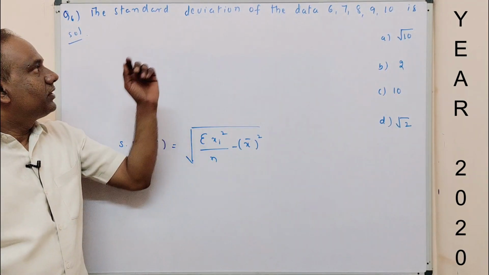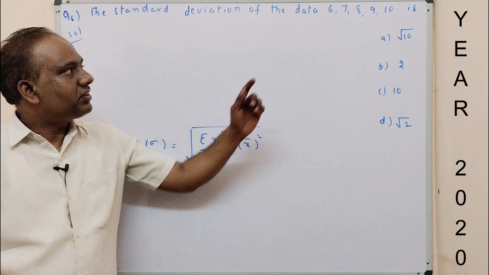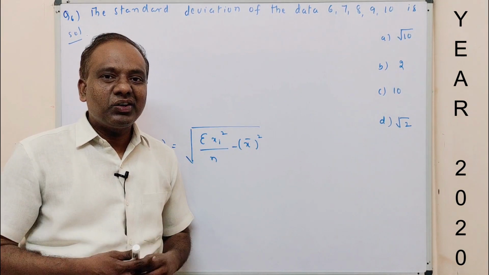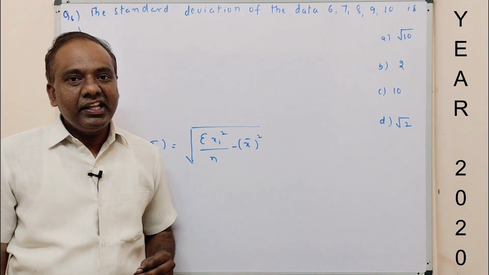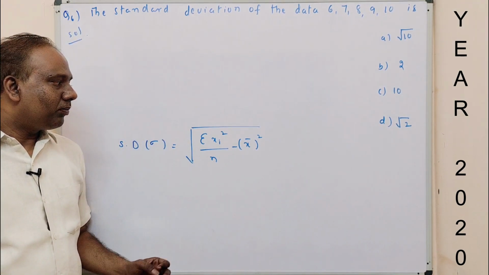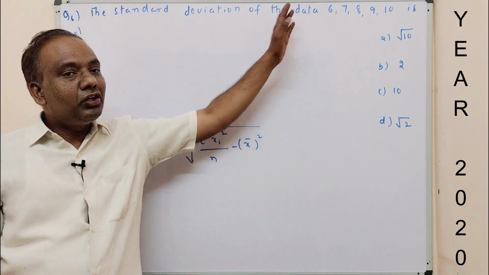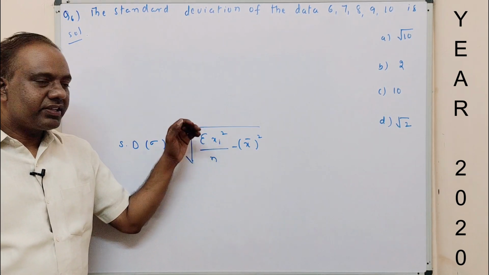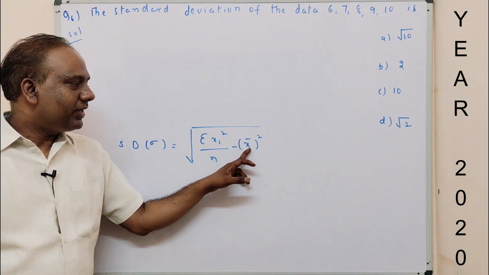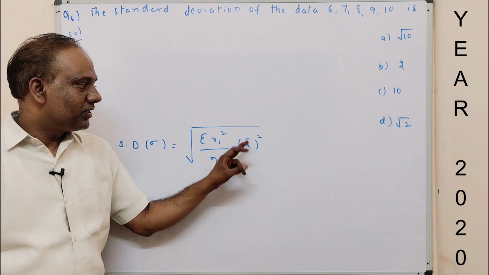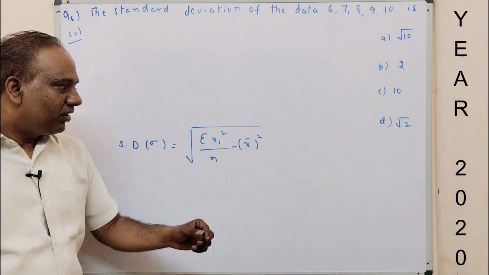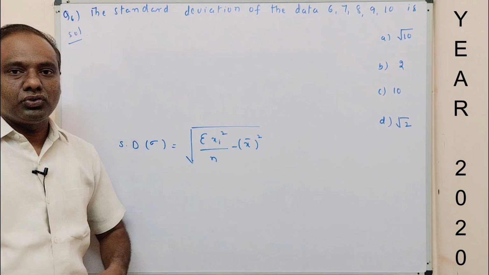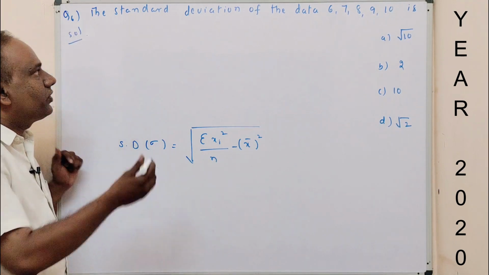So here the question is, the standard deviation of the data 6, 7, 8, 9, 10 is what? So that is the question here. So standard deviation sigma is equal to, the formula is, it is actually ungrouped data. So in this case the formula is square root of summation of xi whole square by n minus x bar, x bar is the mean, so x bar whole square. So here first we calculate mean value and this value after we substitute here.